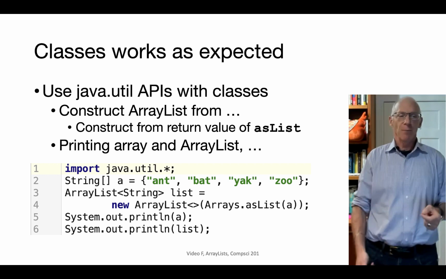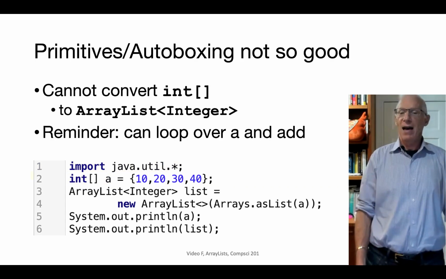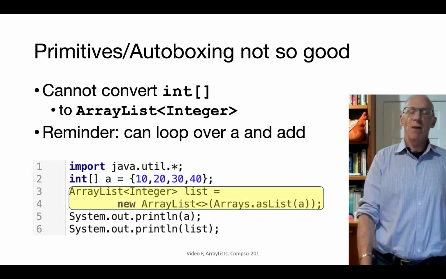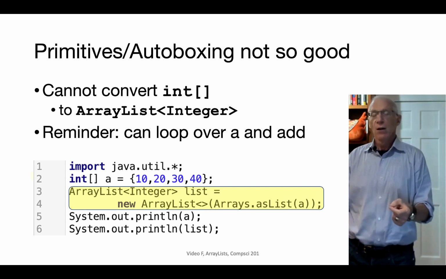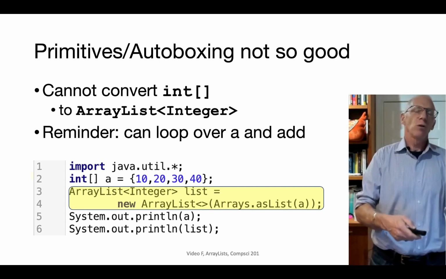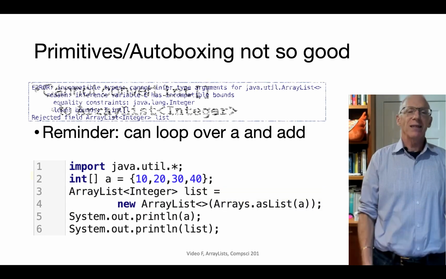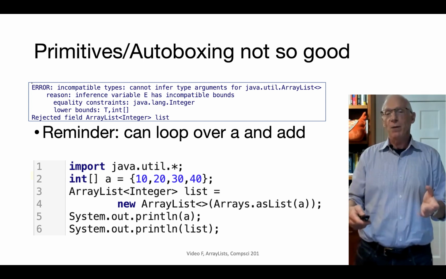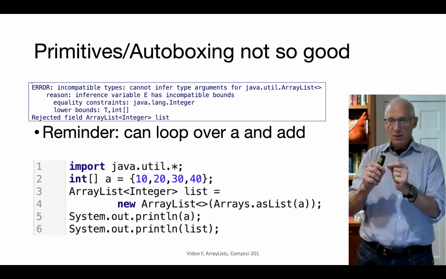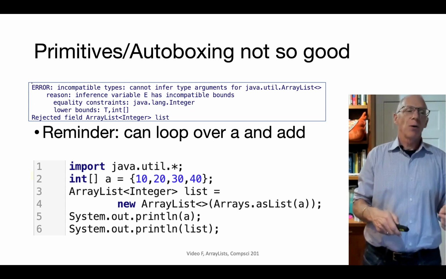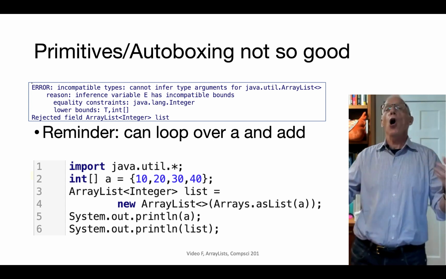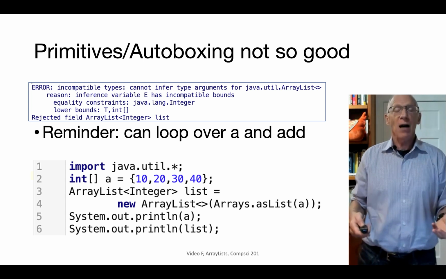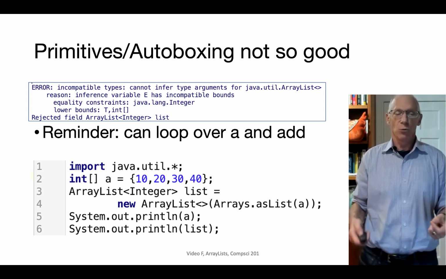So in this code, for example, I try to do the same thing by saying I have an array of 4 int values, and then I try to use my same Arrays.asList method to take that array and turn it into an ArrayList. Unfortunately, Java generates an error, cannot infer type arguments, and it goes on and on. And that's because you can turn one int into an Integer with autoboxing, but Arrays.asList cannot convert all of that array of ints into an ArrayList of Integers. That might have been possible for the Java class designers, but they chose not to do it.